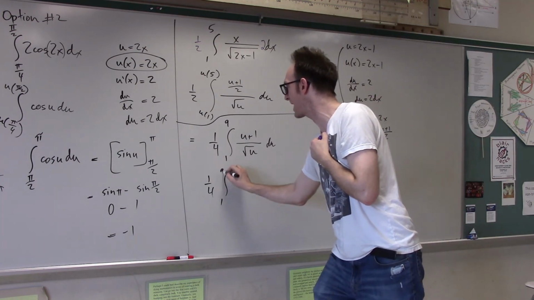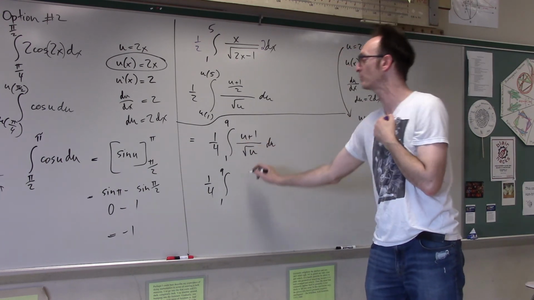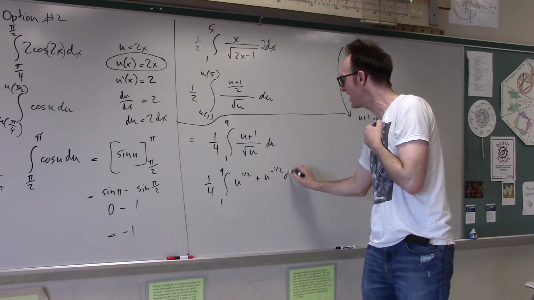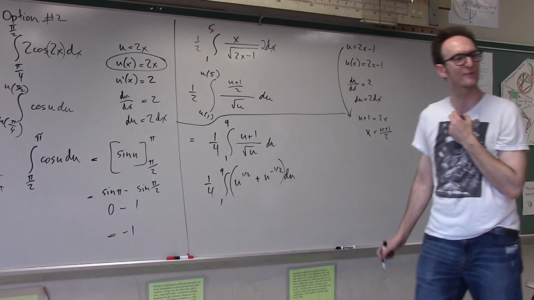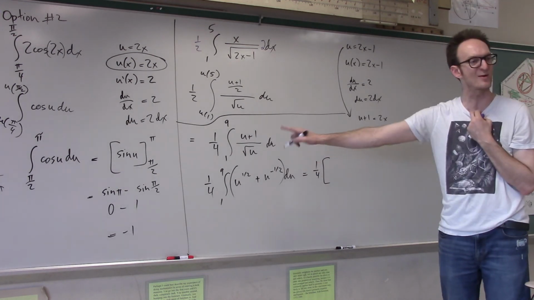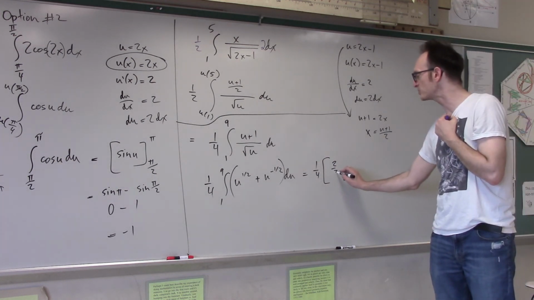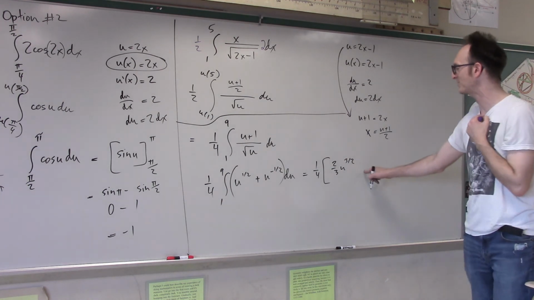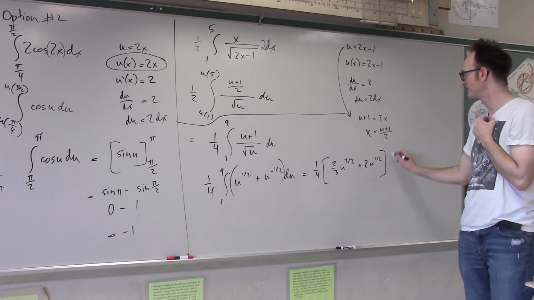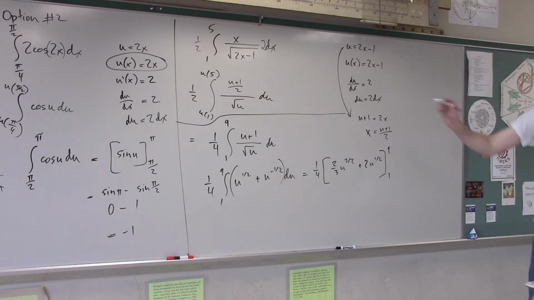1/4, the integral from 1 to 9 of, I'll simplify this and write it as u over root u, which is u to the 1/2, plus 1 over root u, which is u to the negative 1/2. And now, do you know how to anti-differentiate u to the 1/2 and u to the negative 1/2? Yeah, it's going to be 1/4 times 2/3 u to the 3/2, and then plus 2 u to the 1/2, evaluated at 9 and 1, and now you just stick it in and you're done.